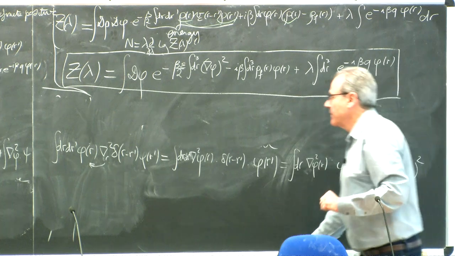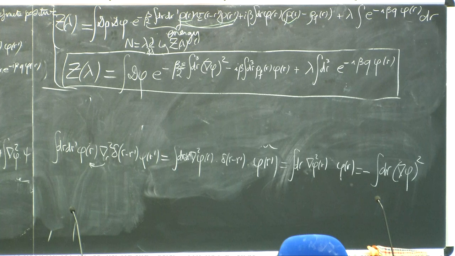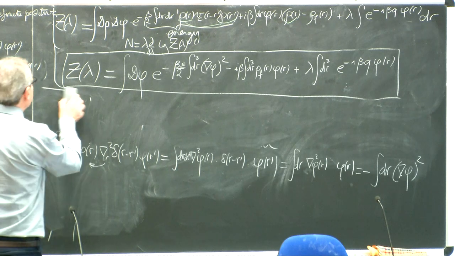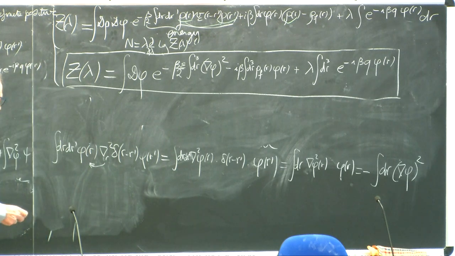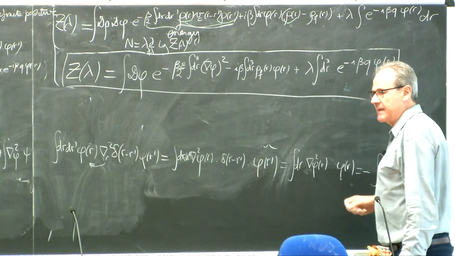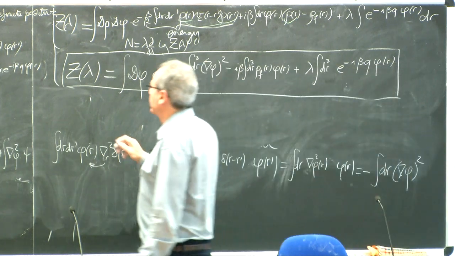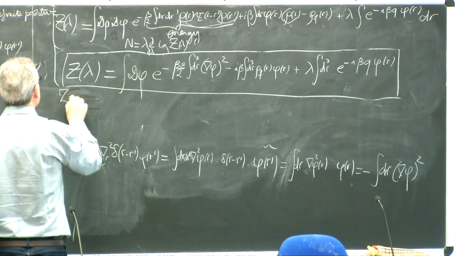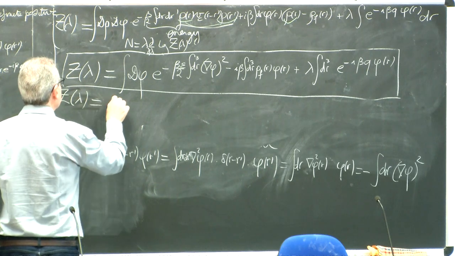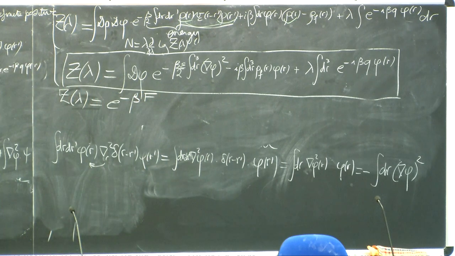Let me show you just one thing to come back to this analogy that you were saying before. You know that if I have fixed charges in a system, then z of lambda is e to the minus beta F. F is the free energy. Actually, it should be the grand potential. I don't care. I call it F or whatever.